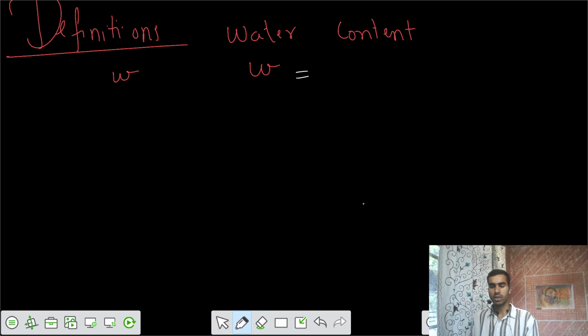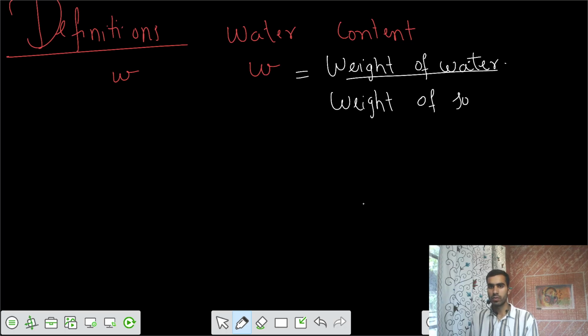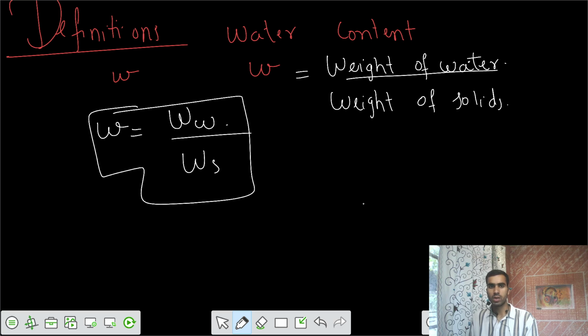That's actually the ratio of the weight of water in the soil mass divided by the weight of the soil solids. So this water content is equal to the weight of the water divided by the weight of the solids. This is the weight of the solids, not the soil mass. The weight of the soil mass is capital W, and the weight of the soil solids is Ws. Okay, so this is your water content.